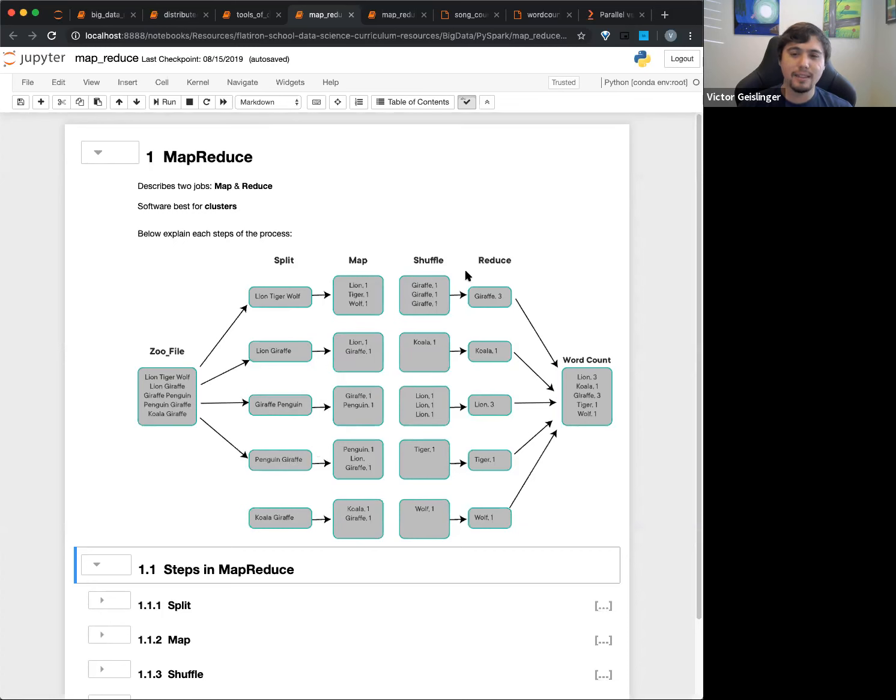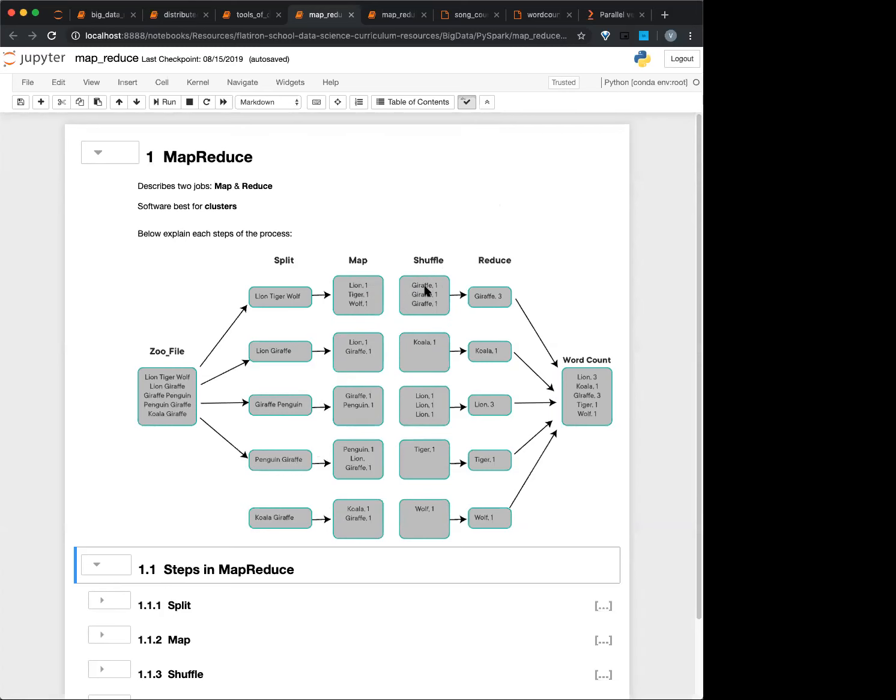Then what we do, which I think is kind of confusing, is called the shuffle step. But essentially it's more like reorganization. So basically everything passes its data along to say, all right, this first computer is only going to get giraffe. This next computer is only going to get koala, and so on. It's literally the opposite of shuffling. I know it's super weird.